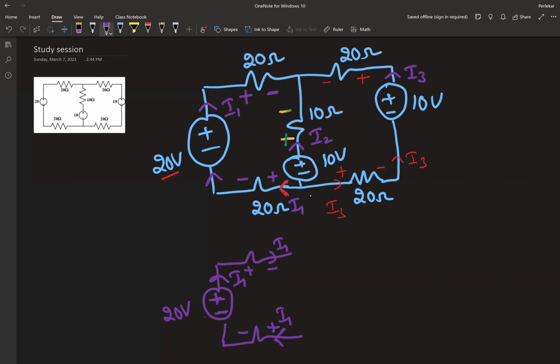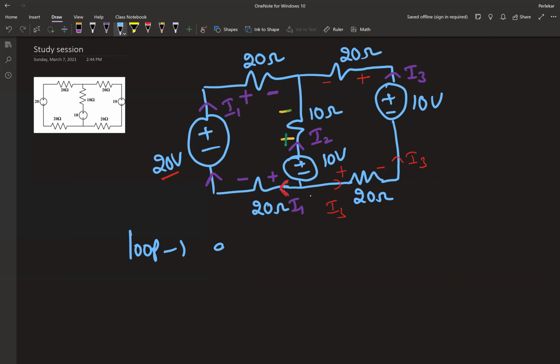No. Okay, sounds good. Now what I'm going to do is write down the KVL, Kirchhoff's voltage law, in loop 1. So loop 1, apply KVL. While applying, all you need to do is start from one point, start walking, and come back to the same point without touching any node or any element more than once. That's the KVL.